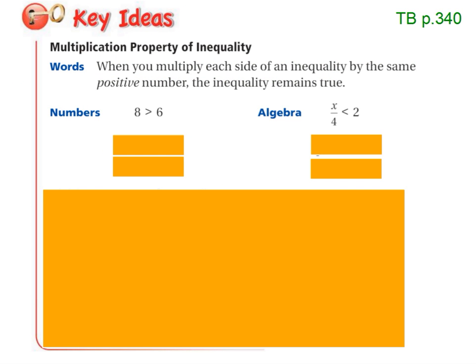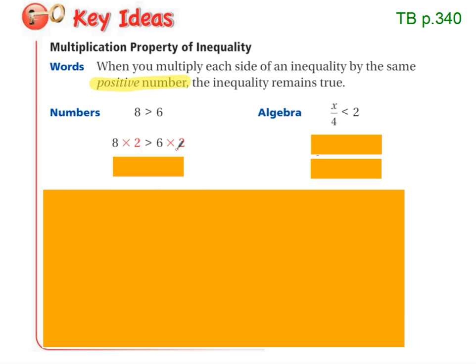Okay, first let's talk about the multiplication property of inequality. When you multiply each side of an inequality by the same positive number, the inequality remains true. One important thing to remember today is we are talking about only positive numbers. Eventually, we will talk about negatives in another chapter. So when we multiply by the same positive number on both sides of an inequality, the inequality remains true.